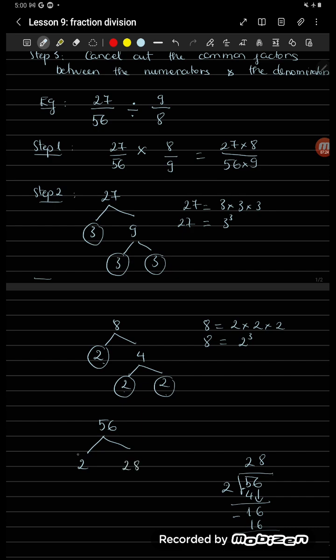Okay, so 2 is a prime number, we circle it. So now 28 is not a prime number yet. So we continue. So 28 is an even number, it can divide by 2, right? And then here we do another long division.